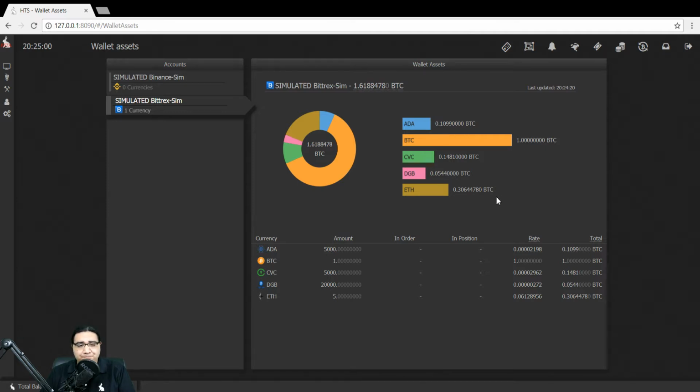If we look at the bottom, we're going to see a table which shows each of the coins broken up and how much you have of each of the coins. And this filled in order means how much value of coins, or how many coins, do we have in a given order on the exchange. And in position means how much is allocated towards a bot. After that, we have the rate, or how much the coin is worth currently against the given market. And then the total, which is how much all of the coins you currently hold are worth in BTC.